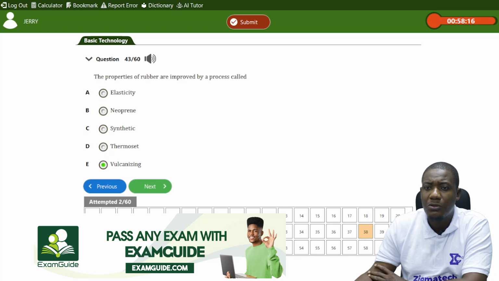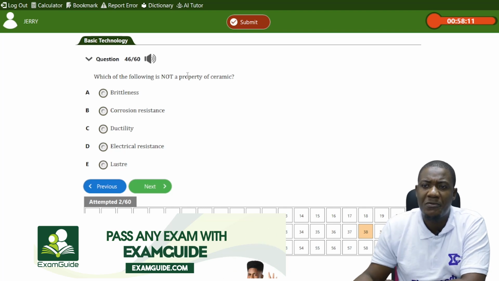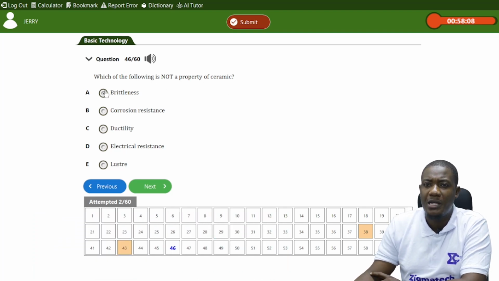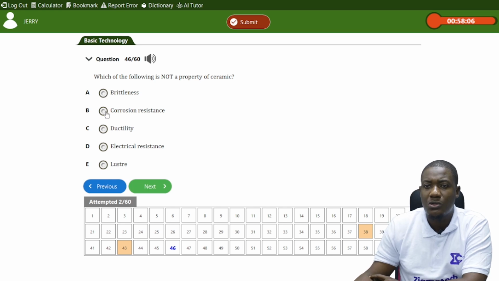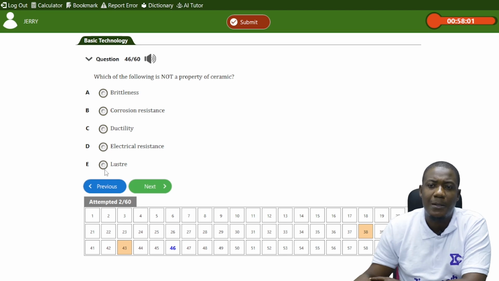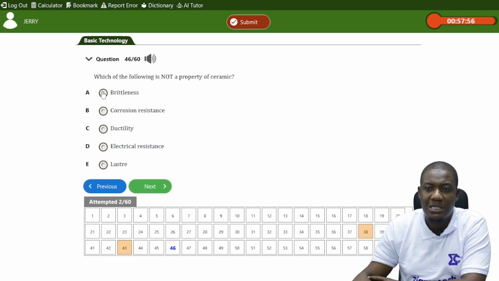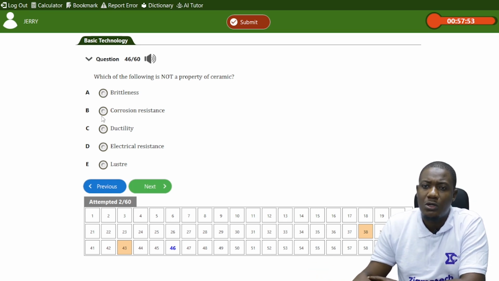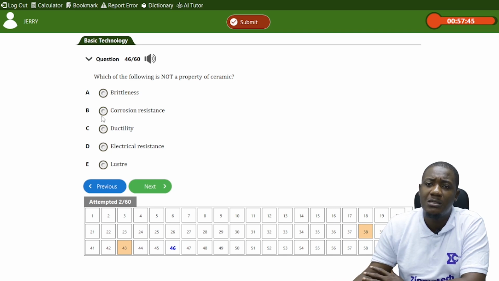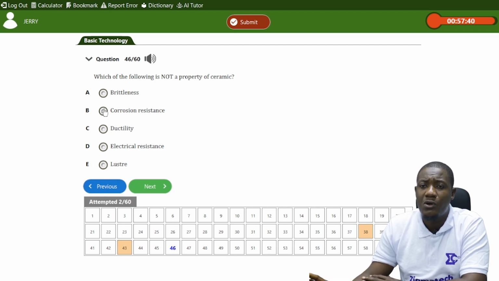So let's look at more examples on that. Which of the following is not a property of ceramic? Option A, brittleness; corrosion resistance; ductility; electric resistance; luster. Ceramics are brittle, they break easily. If you drop it on the ground, it breaks. Corrosion, that means they are resistant to corrosion. If you have acid or base poured on them, they will not react to them.